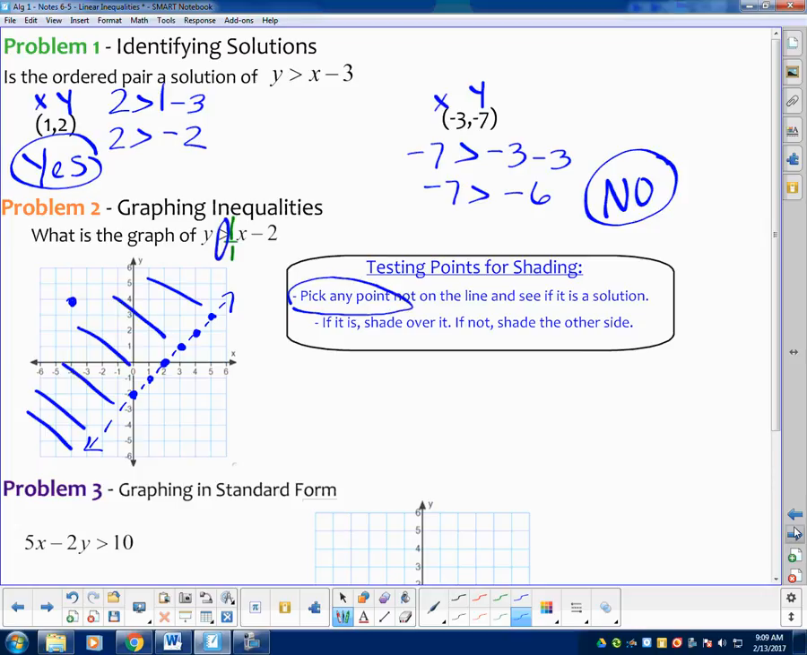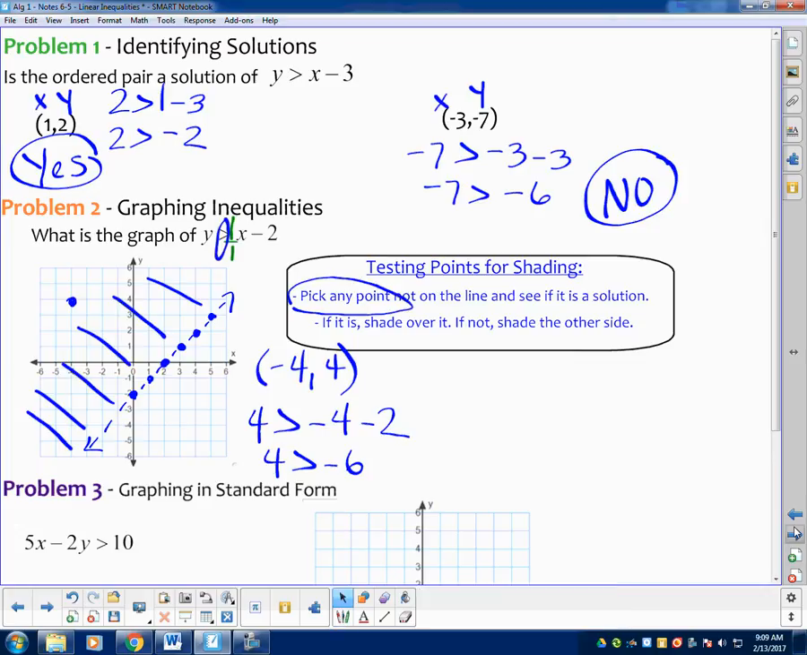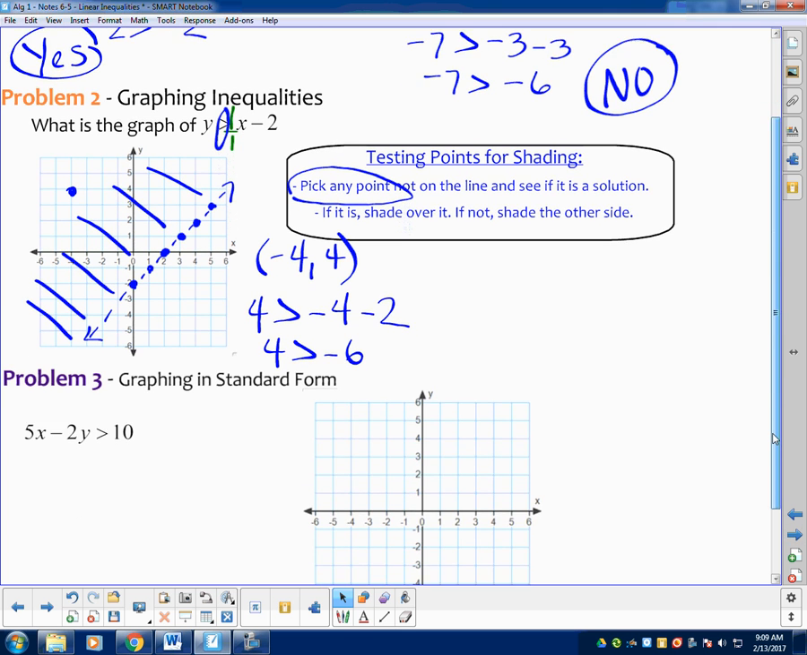Let's plug that in. So if we plug in that negative 4 for the X and a 4 for the Y, is 4 greater than negative 6? Yes. So that's just a way to test that you have the right area shaded. If it doesn't work, then you know you shaded the wrong way. Okay? Questions so far?